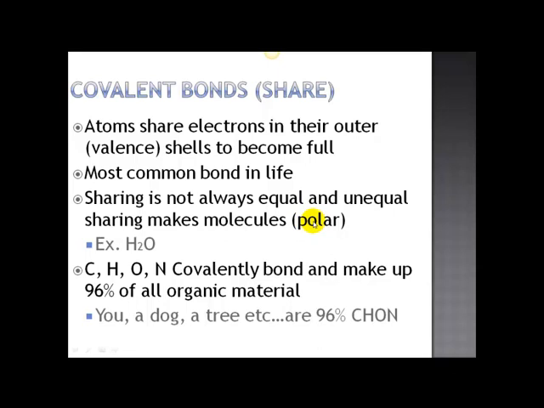It's because oxygen and hydrogen share electrons to form water, but they don't share equally. Now, some things do share equally, and those things are called nonpolar instead of polar.